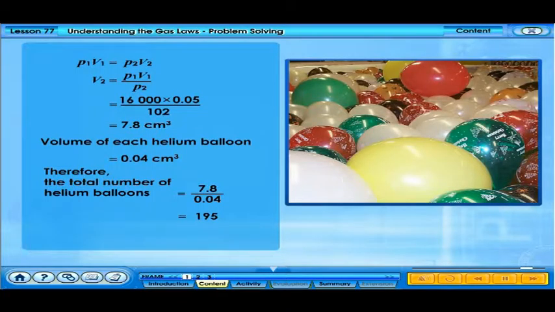Volume of each helium balloon equals 0.04 cubic centimeters. Therefore, the total number of helium balloons equals 7.8 over 0.04 equals 100.